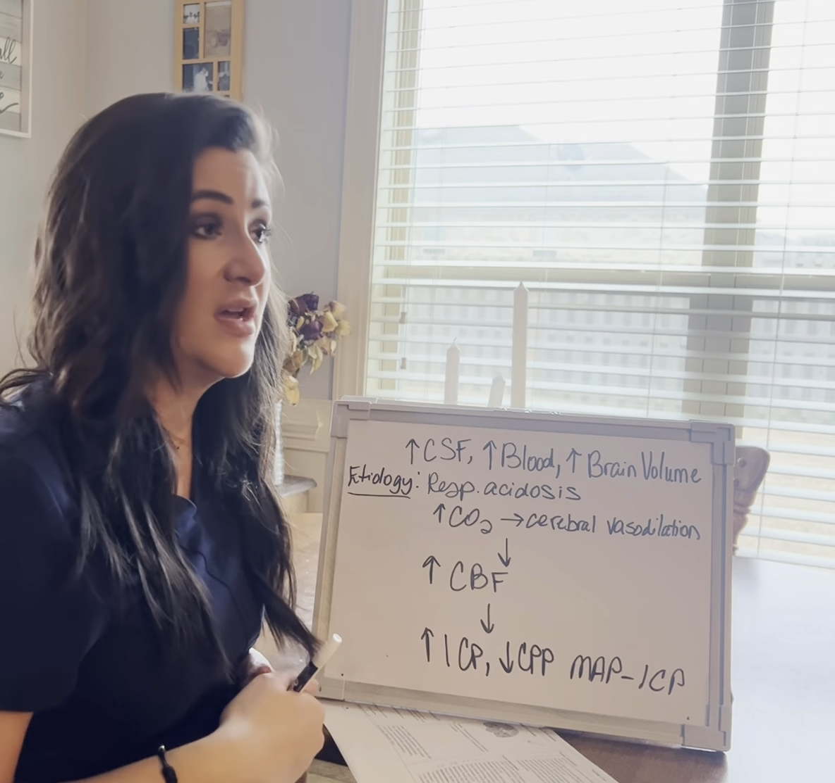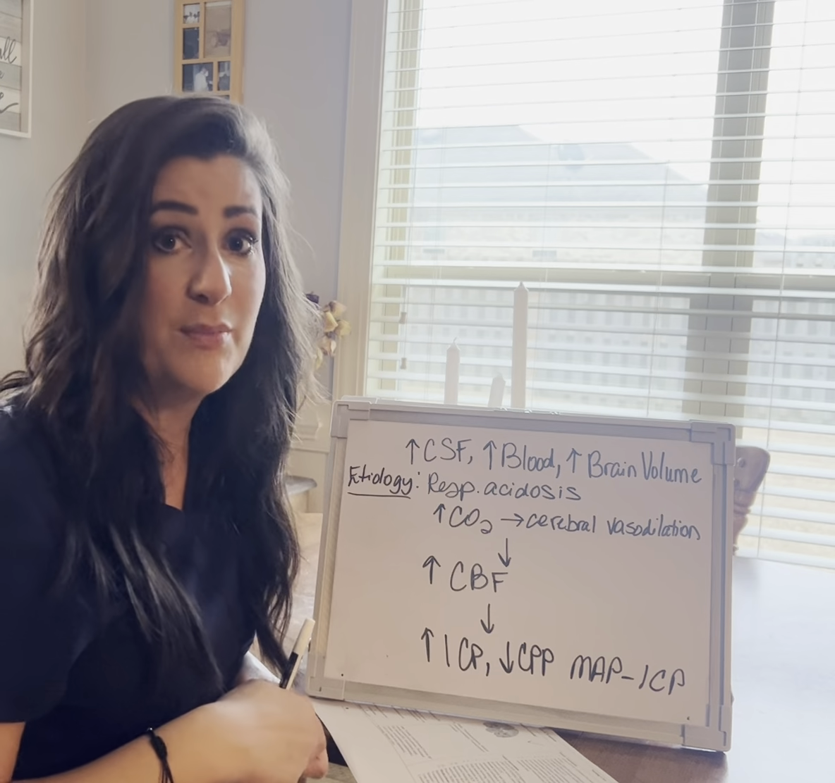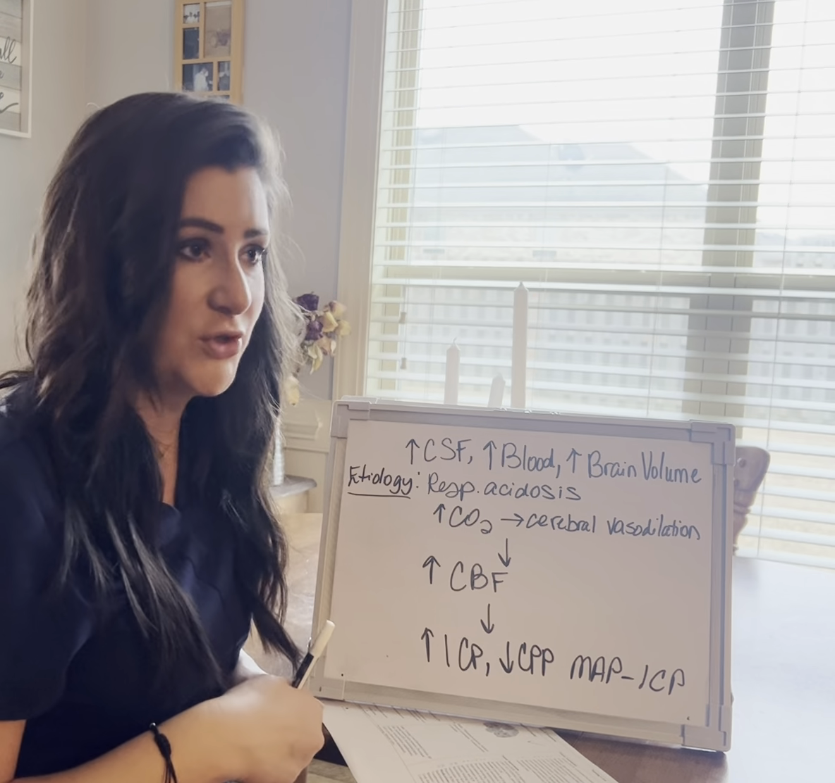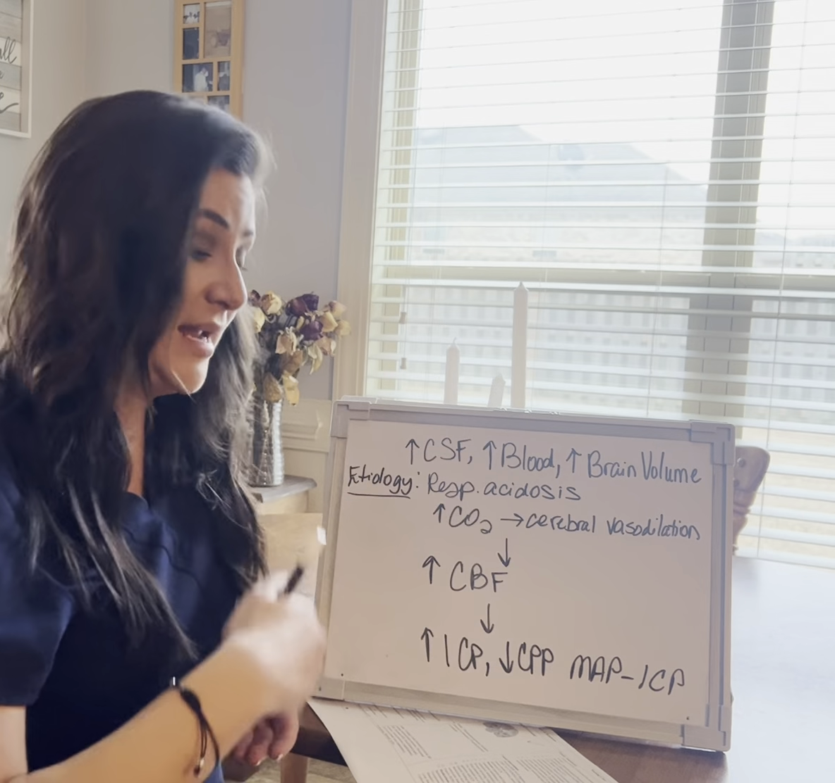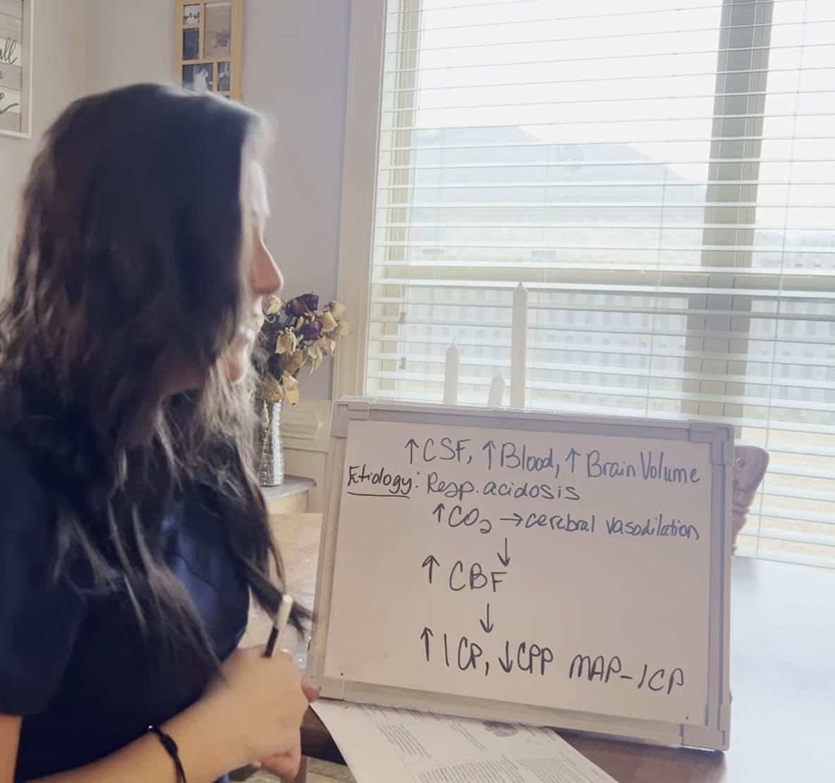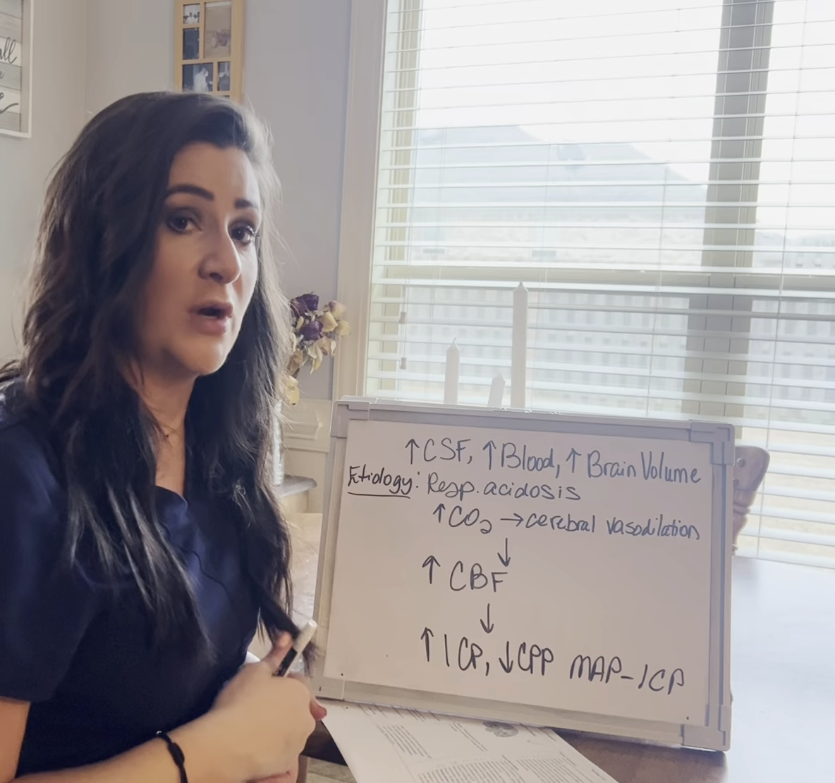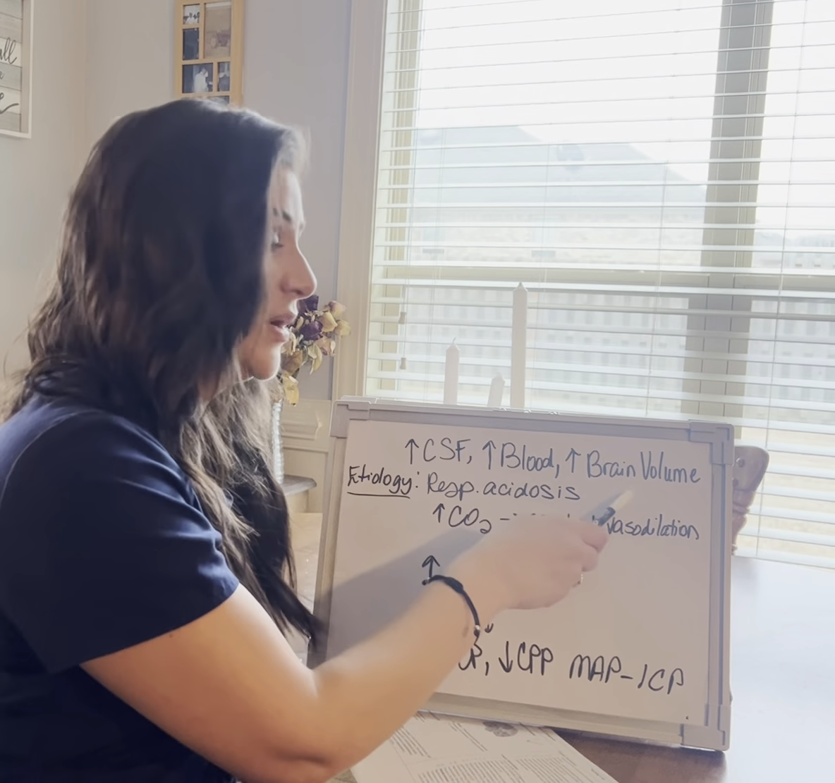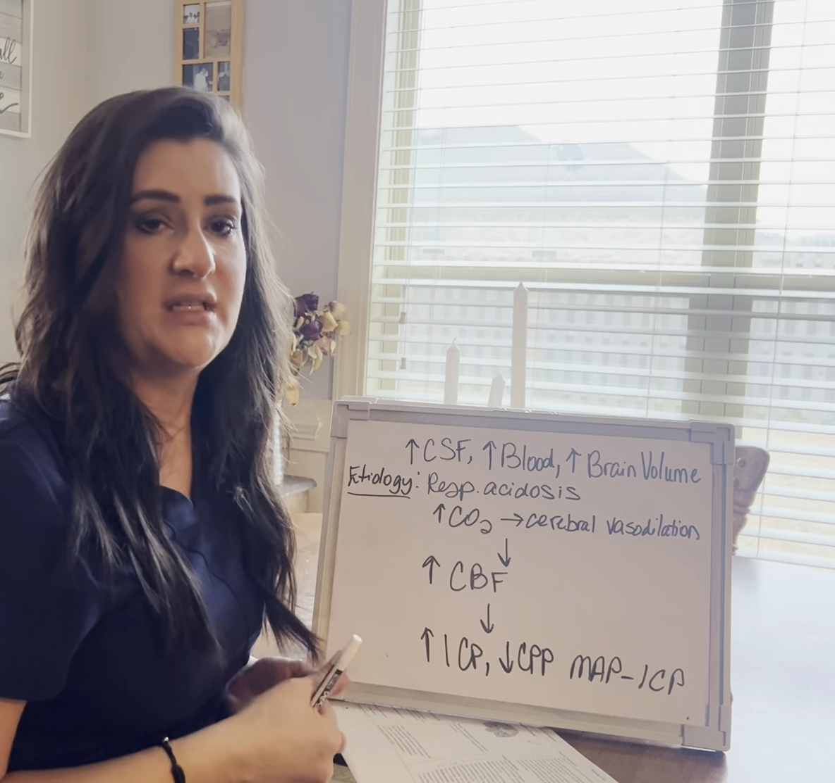Barbiturates, we might need to actually induce a comatose state to further decrease those metabolic demands. If the patient becomes significantly hypotensive for whatever reason, we might have to do vasopressors to maintain that MAP and maintain cerebral perfusion. Sometimes we may be administering mannitol, which is an osmotic diuretic, if cerebral edema is the issue.